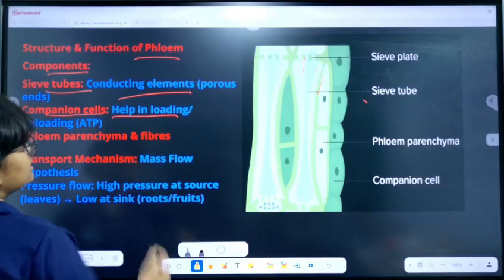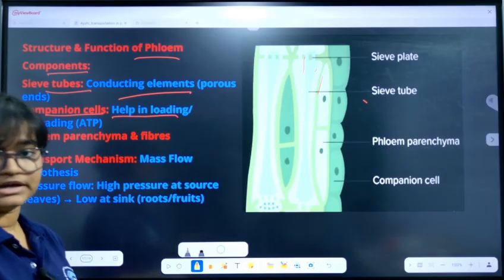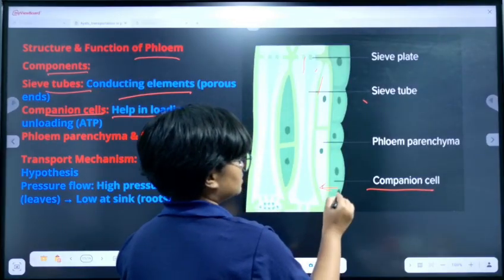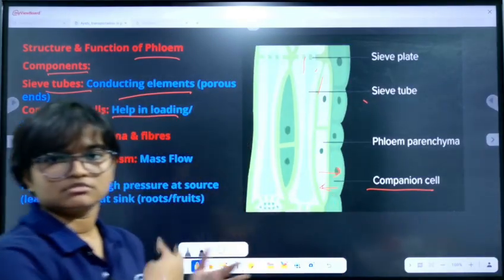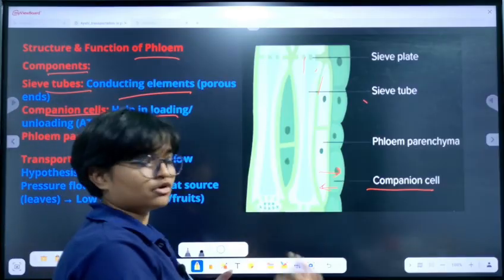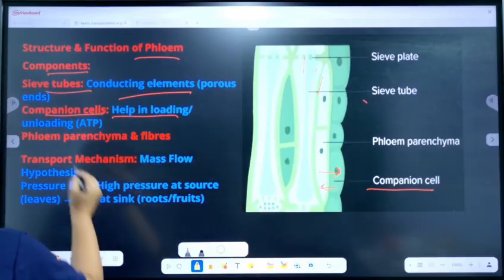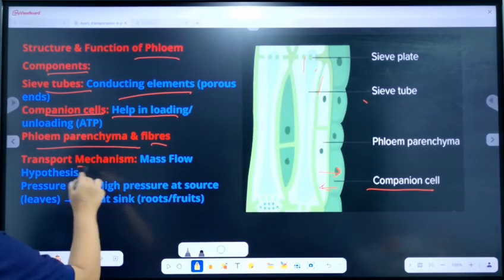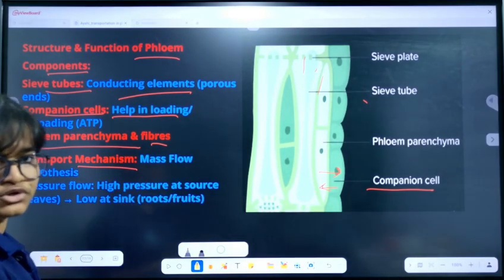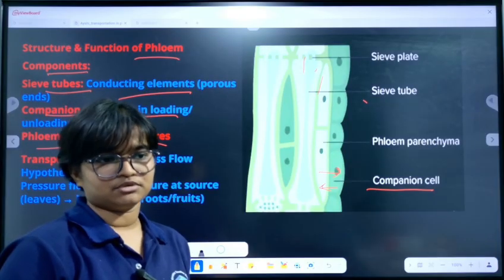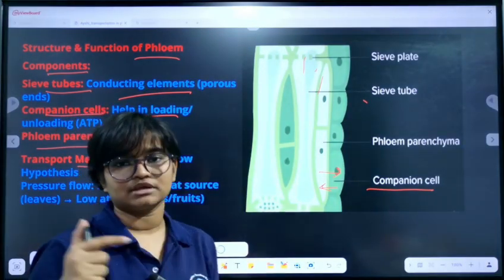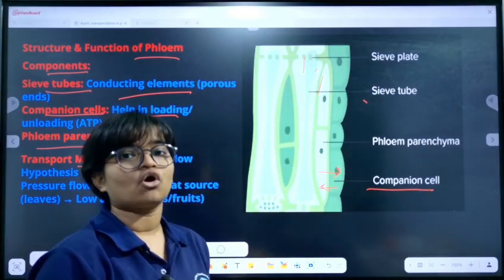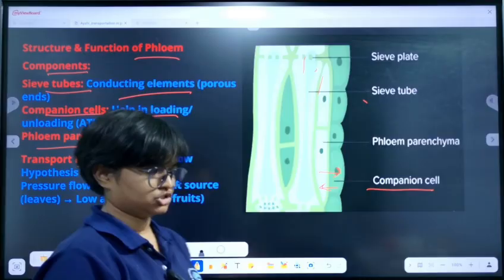Companion cells help in loading and unloading of ATP, and there are also phloem parenchyma and fibers. Then the transport mechanism. I have already told you that in phloem transportation, the plants need ATP for the transport, or more precisely, for translocation.